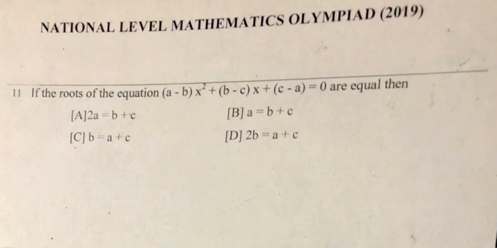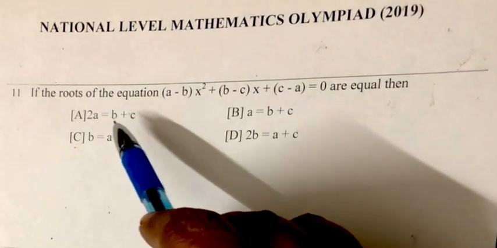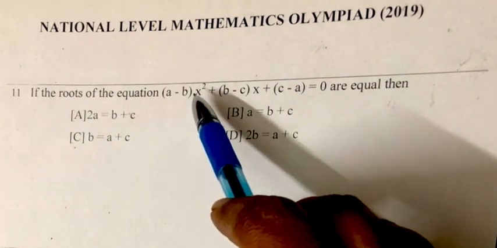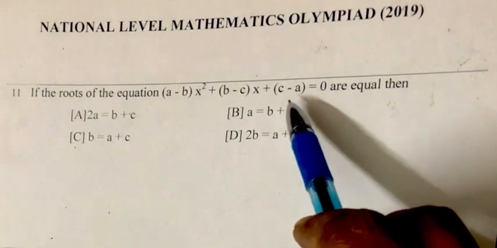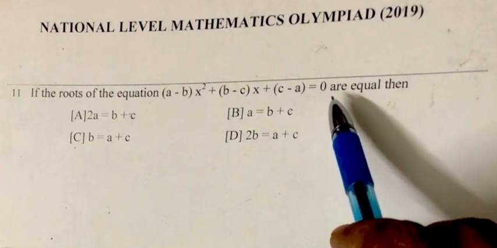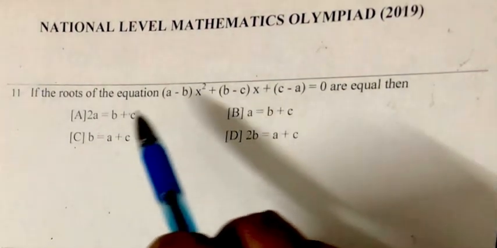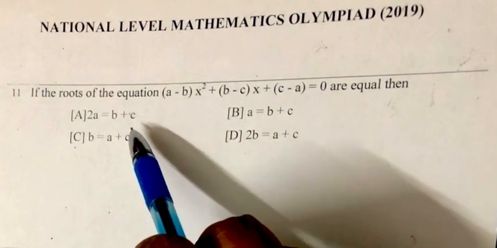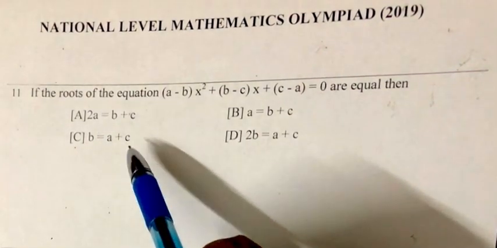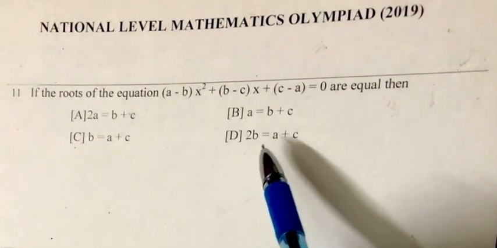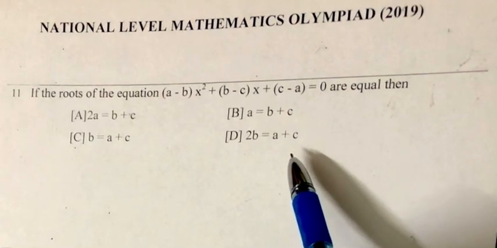In question number 11 we are given: if the roots of the equation (a minus b)x square plus (b minus c)x plus (c minus a) equal to 0 are equal, then option A is 2a equal to b plus c, option B a equal to b plus c, option C b equal to a plus c, and option D 2b equal to a plus c.